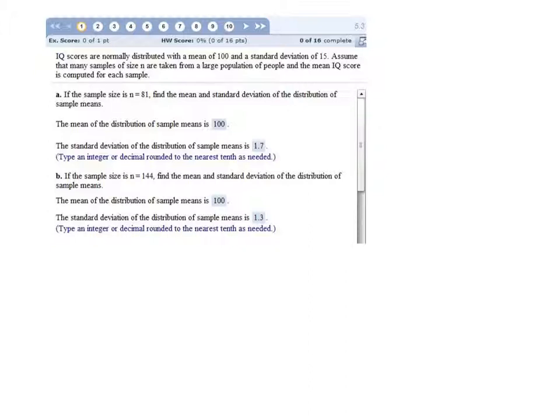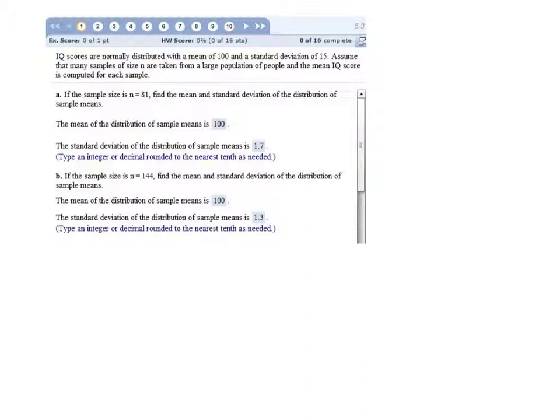So I'm looking at the first problem in this week's homework, and I'm seeing that the IQ scores are normally distributed with a mean of 100 with a standard deviation of 15. Now that's for the population, not for the sampling distribution. That's what we're dealing with now, because now we've got samples of size 81.